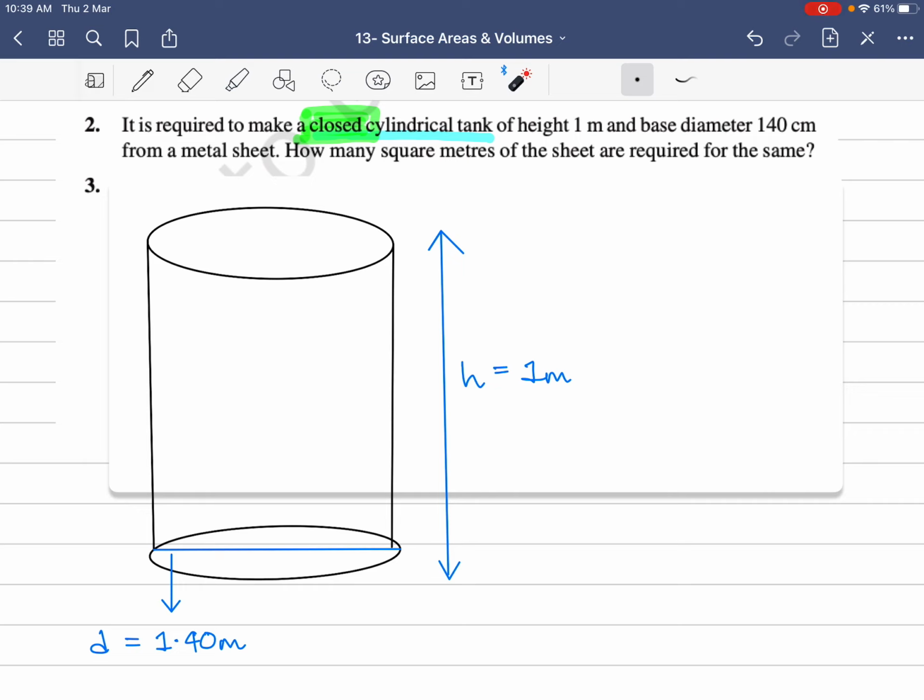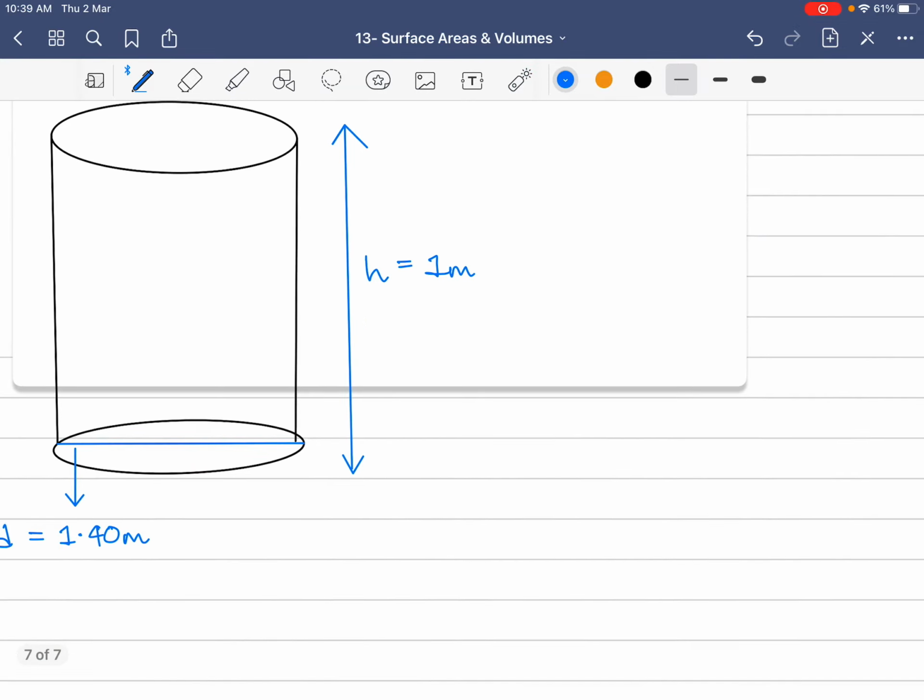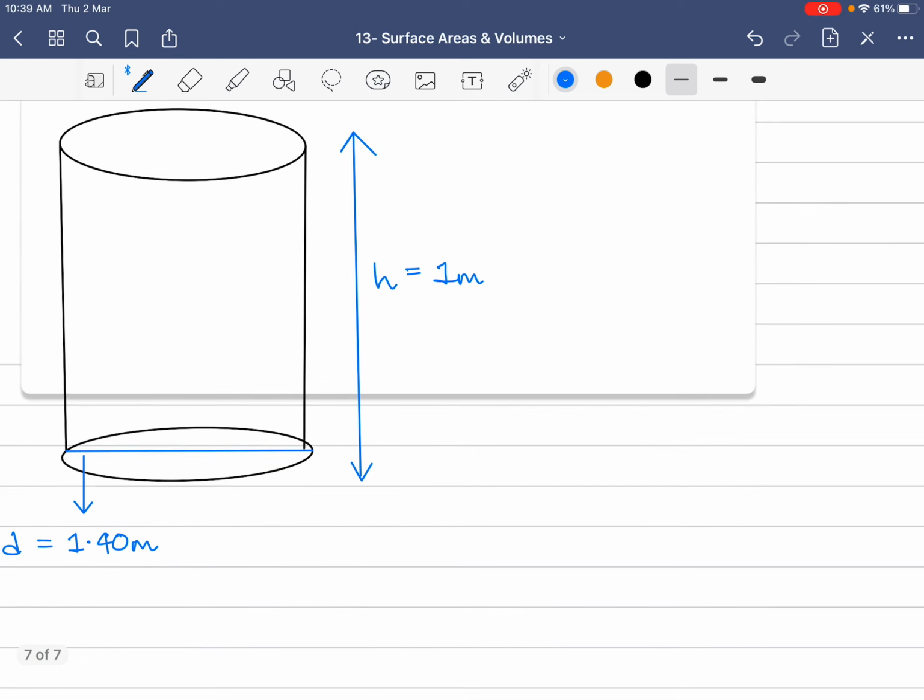So in this case, it's very straightforward. Since it's a closed cylinder, we will use the standard total surface area formula for the right circular cylinder, which is equal to what? I'm just going to write it down. So now we have all the dimensions. Let's bring this here.